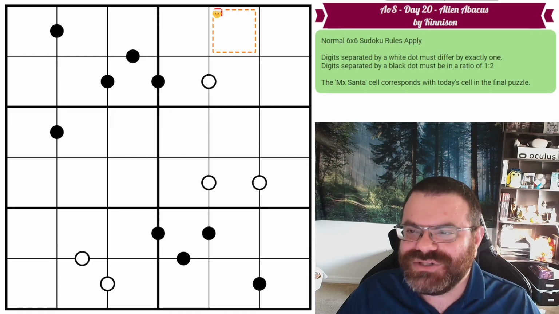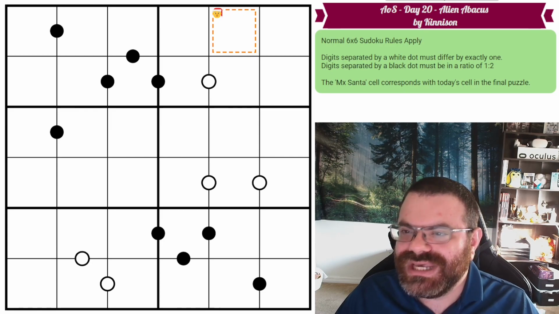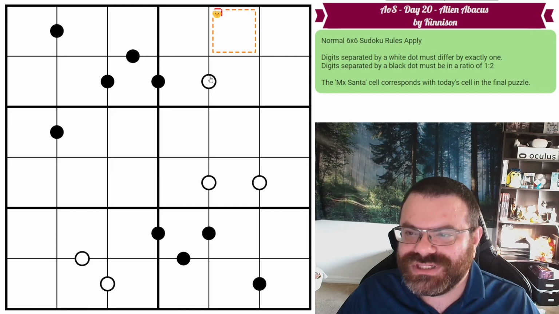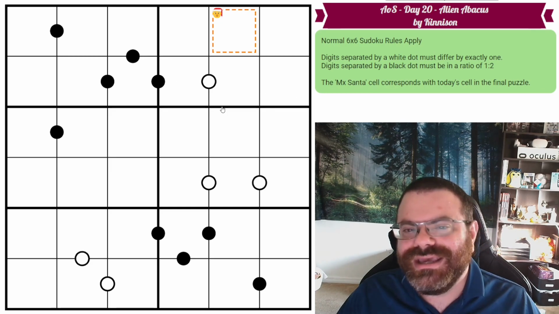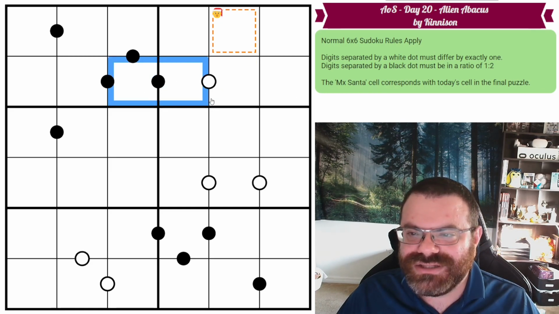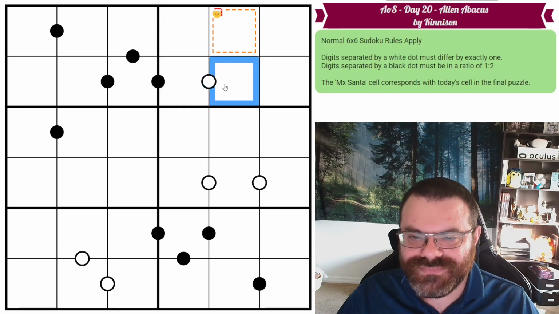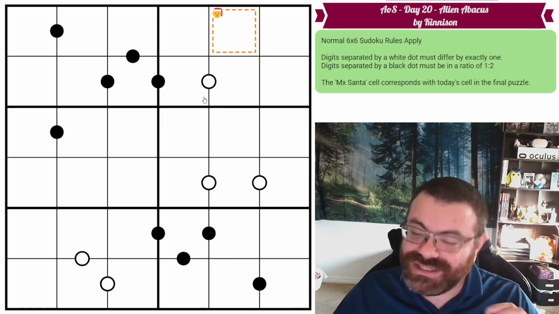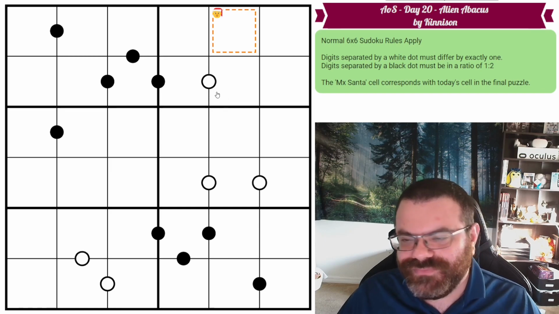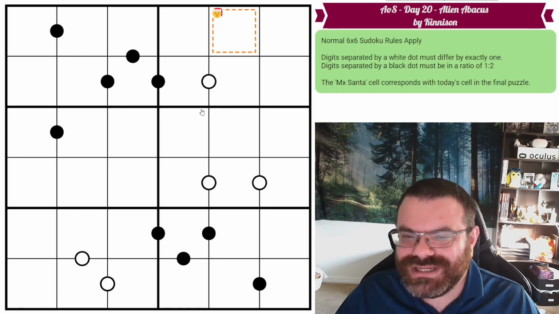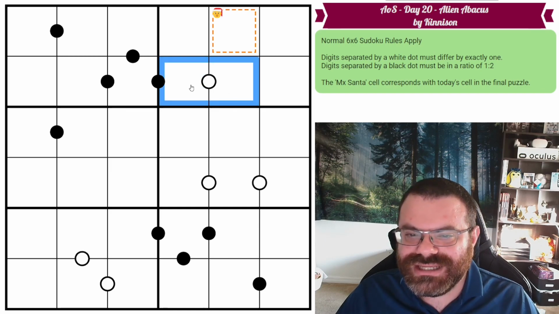All right, so day 20 is called Alien Abacus, and this is by Kinnison. So we have normal 6x6 Sudoku rules. In addition to that, we have these white and black dots in the grid. They're called kropki dots, usually, although kropki means dot in Polish, so we're actually saying dot dots. But anyway, with kropki dots, the white dots separate consecutive digits.